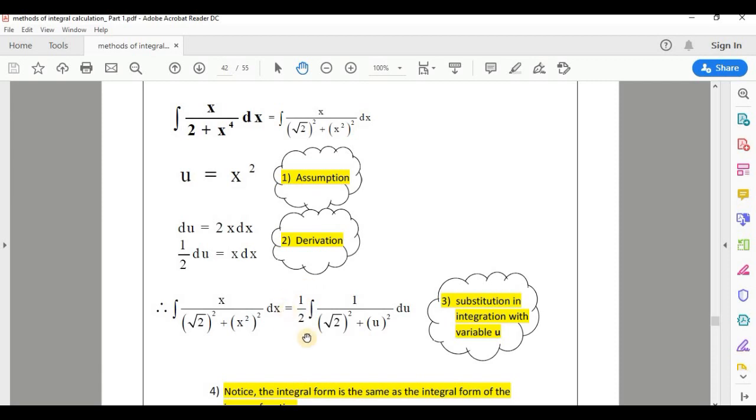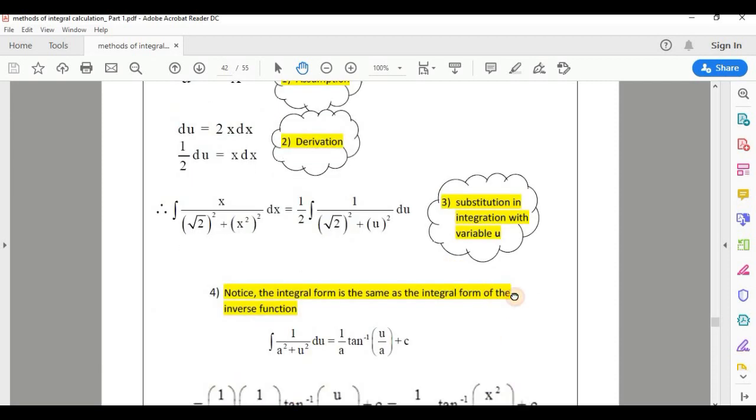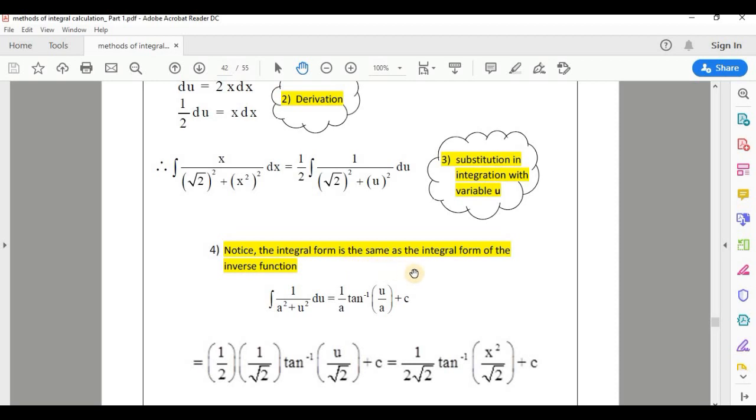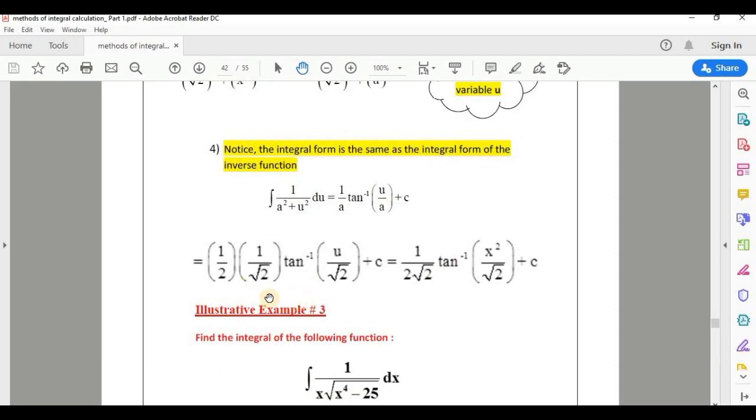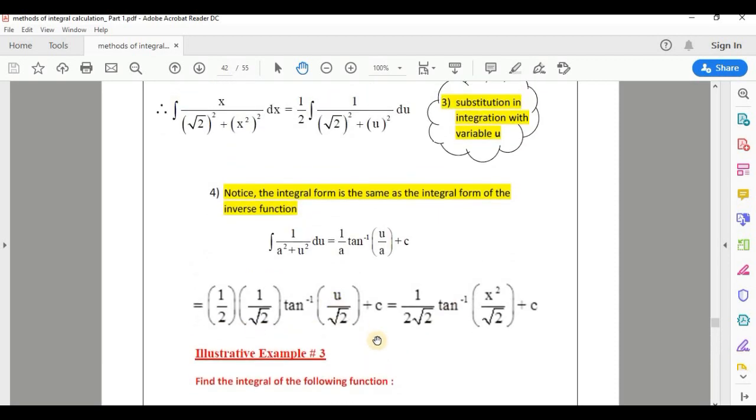And we can put the number outside the integral. The fourth step, notice the integral form is the same as the integral of the inverse function from this one. Because we have the integral of 1 divided by number to the power 2 plus variable to the power 2, the result of this integral will be inverse tan. So it will be 1 divided by a, multiplied by inverse tan of u divided by a, plus the constant number c. After we find the integral in terms of u, we will substitute the value of u.